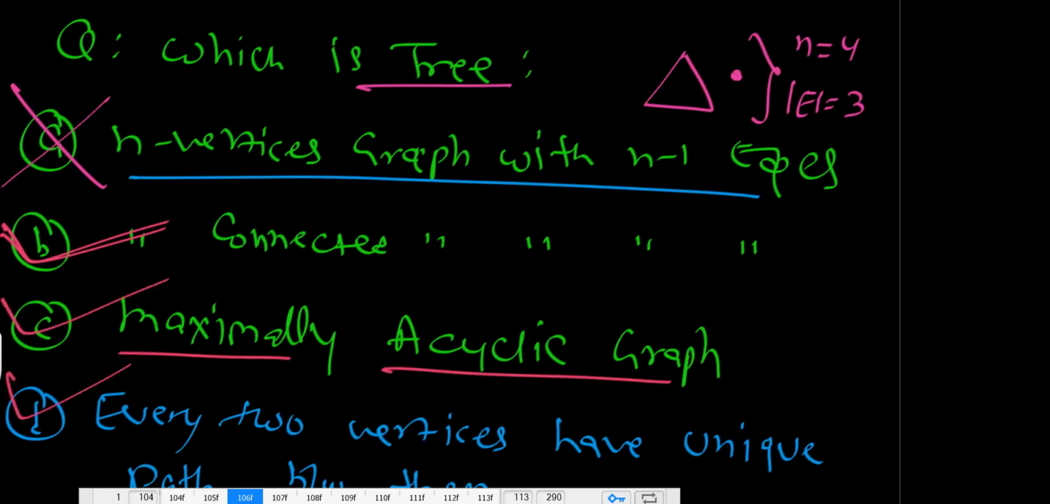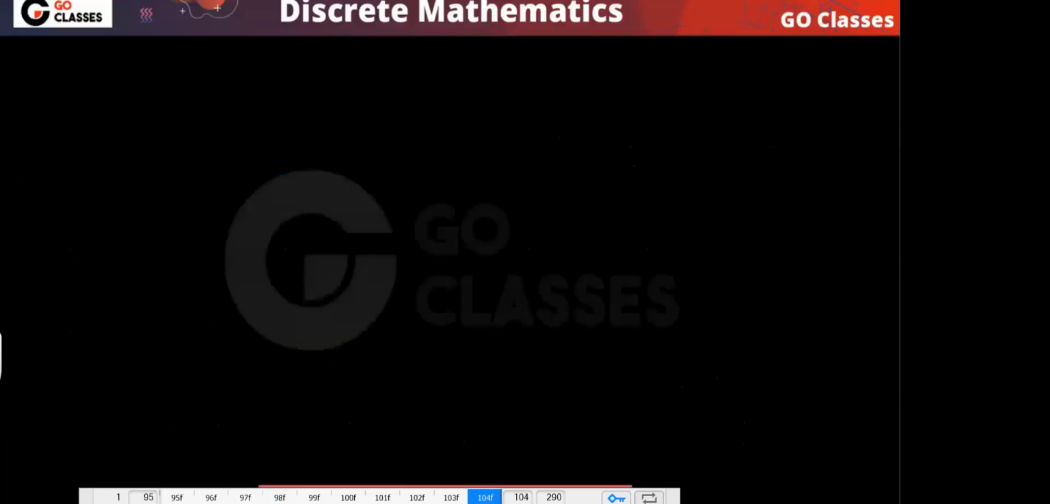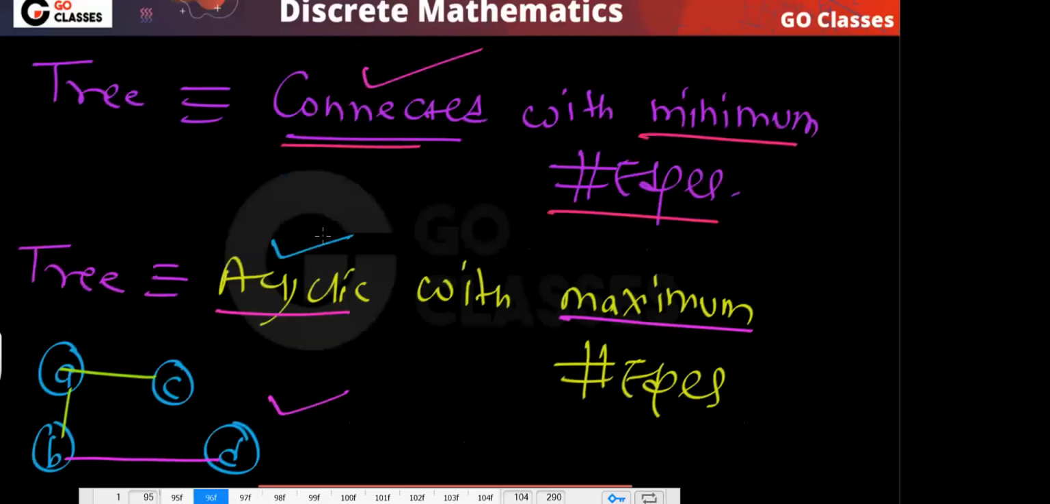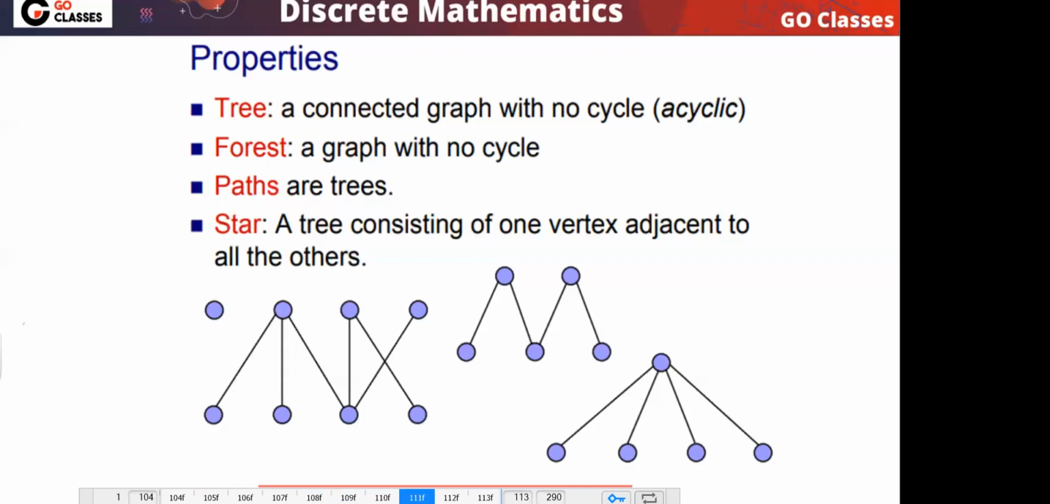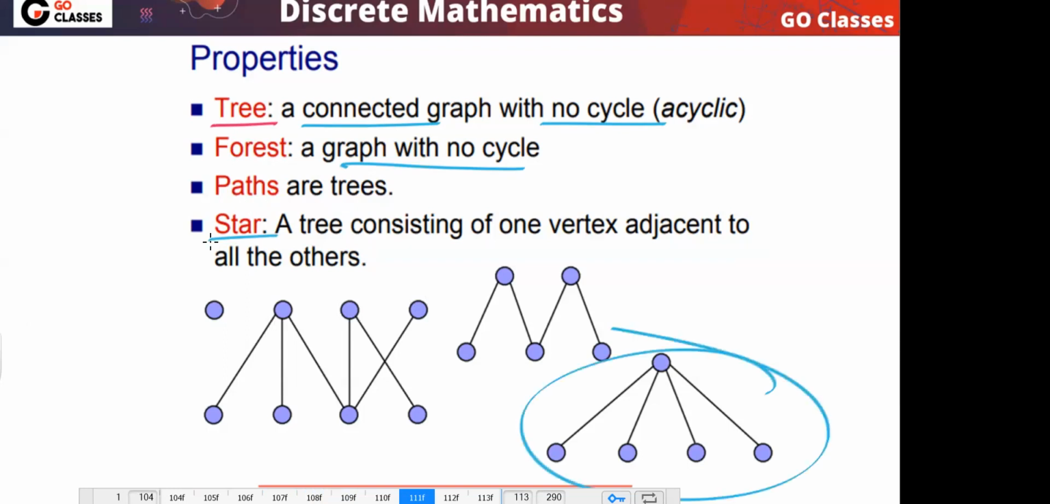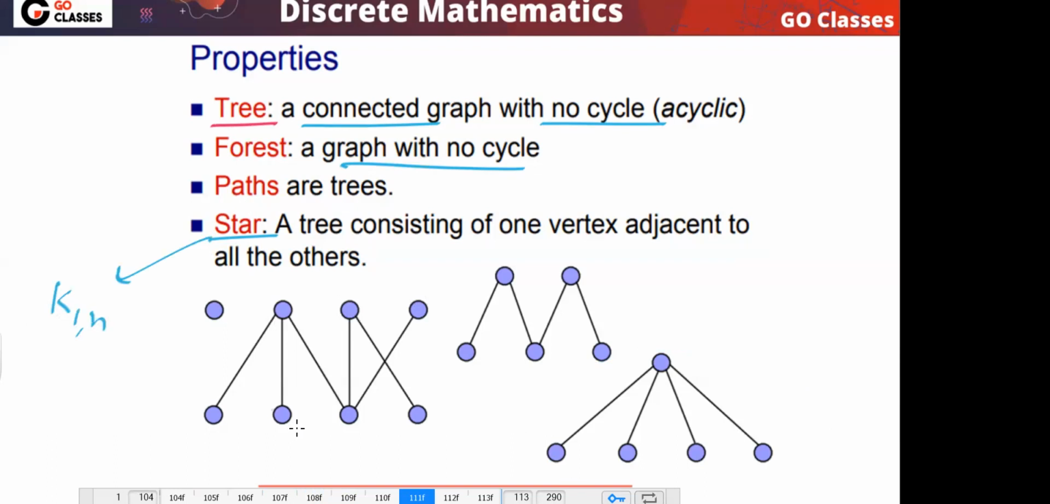Please tell me. So remember, tree is connected with minimum number of edges. Tree is acyclic with maximum number of edges. All these definitions are very important. So what is a tree? A tree is a connected graph with no cycles. Connected acyclic. Forest is acyclic. Paths are trees. Every path is a tree. Star is also a tree. This is the star graph, K1,n. Every star graph is also a tree, consisting of one vertex adjacent to all others.